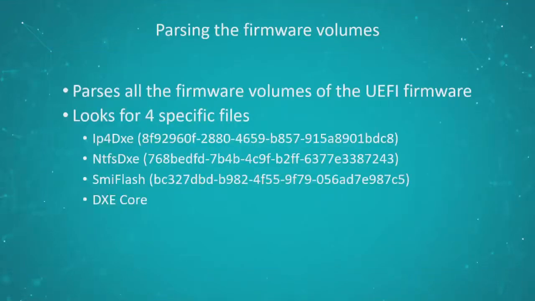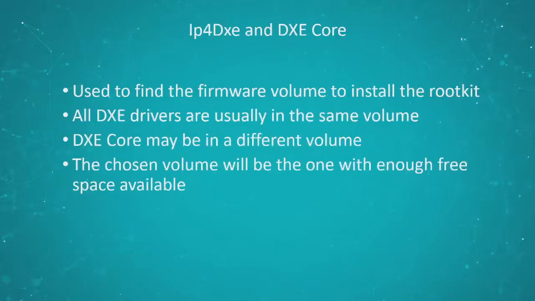Okay, so now that we have all this in mind, let's go back to the rewriter binary and look at what it does. The rewriter binary will parse all of the firmware volumes that it finds in the BIOS region of the UEFI firmware, and it will look for four specific files. It looks for IP4 DXE, NTFS DXE, SMI flash, and the DXE core. So why does it look for IP4 DXE and the DXE core? These files are used to find the firmware volume where to install the UEFI rootkit.